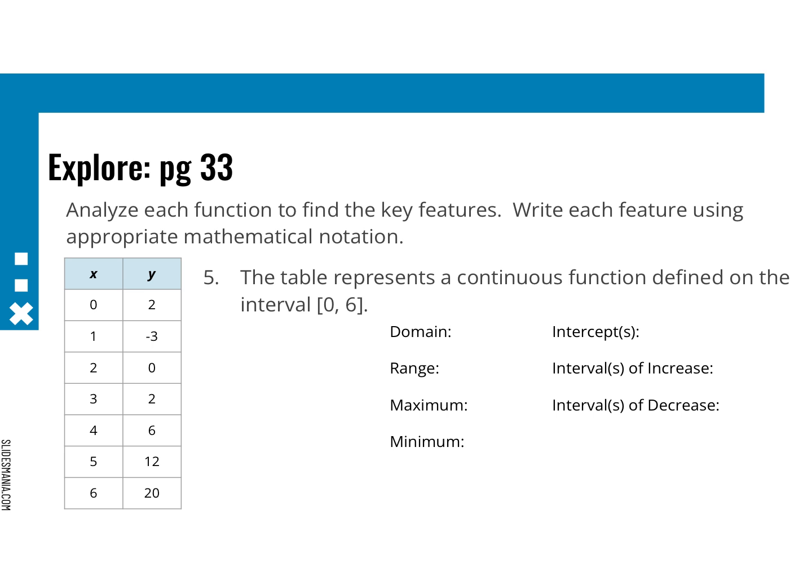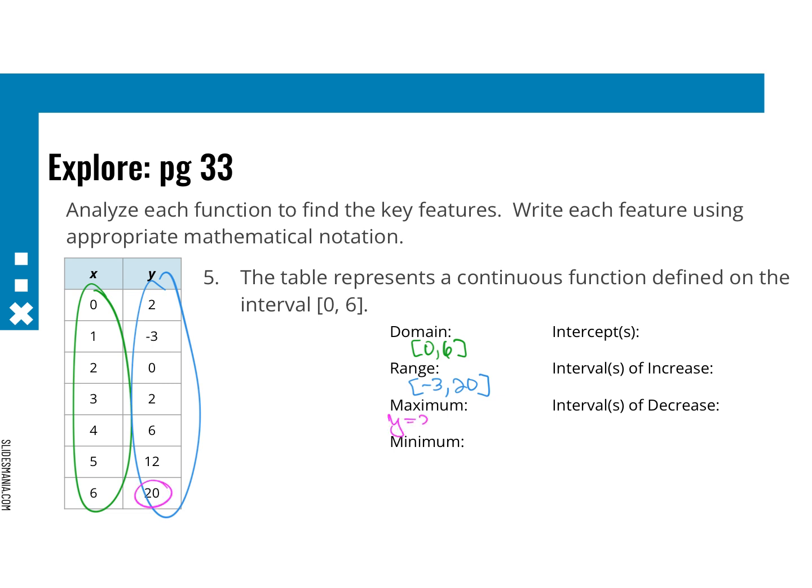All right, domain: x values go from 0 to 6. Range, y values: what's the lowest? Lowest is -3, and then it goes all the way up to 20, and it does include those. Where's the maximum? Where's the highest number? Well, that's 20, so we're going to say y equals 20 at x equals 6. Where is the minimum? Well, that's -3. So we're going to say y equals -3 at x equals, where does that happen? x equals 1.